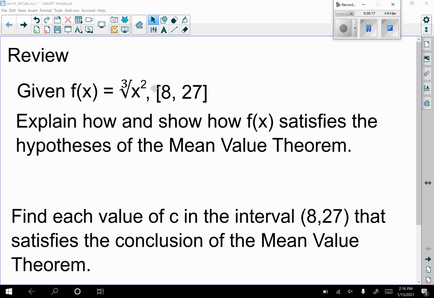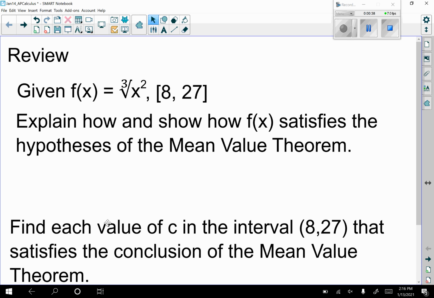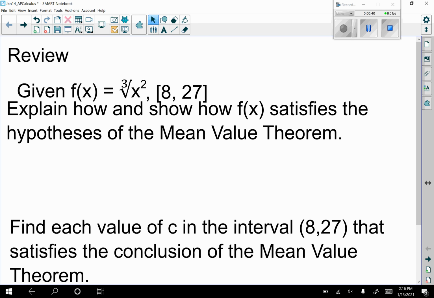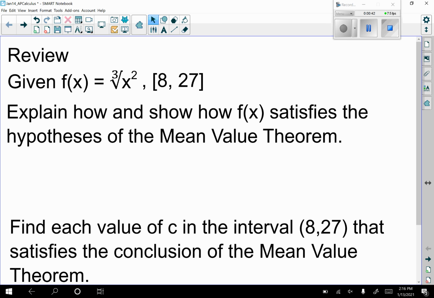And then find each value of c in the open interval from 8 to 27 that satisfies the conclusion of the mean value theorem. So go ahead and pause the video and work on this problem. All right, if you need more time, pause the video again. If you're good, let's take a look at this.